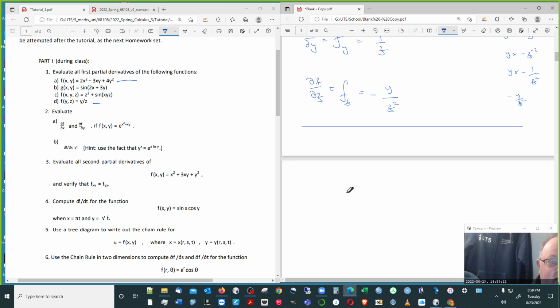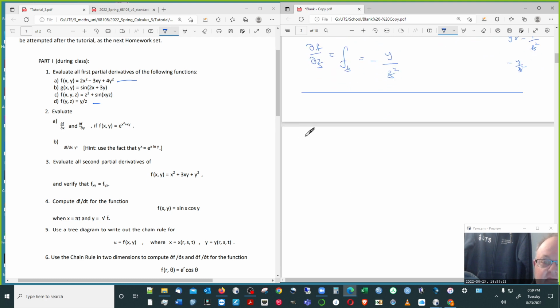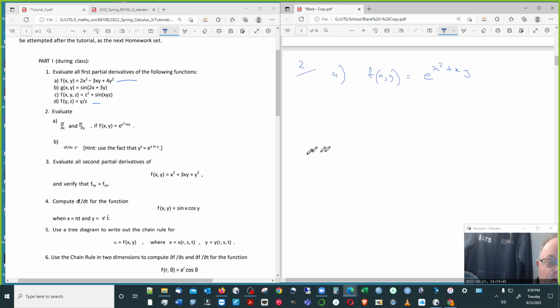Alright, so 2. For this one, they want the partials in x and y, and the two-variable function is e to the x squared plus xy. That looks like it's going to be a little bit interesting. So we want the partial with respect to x and the partial with respect to y.